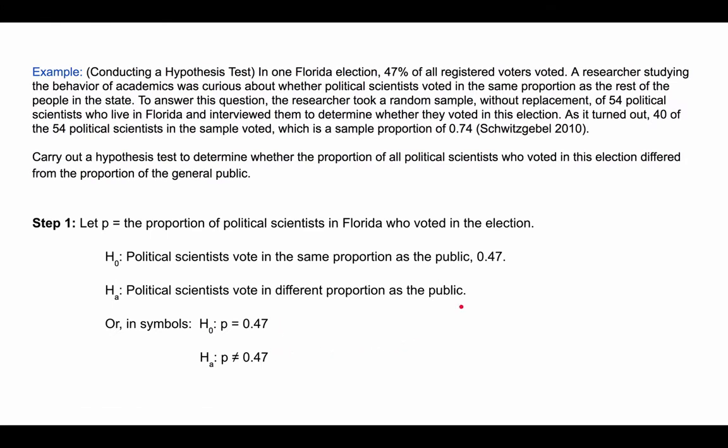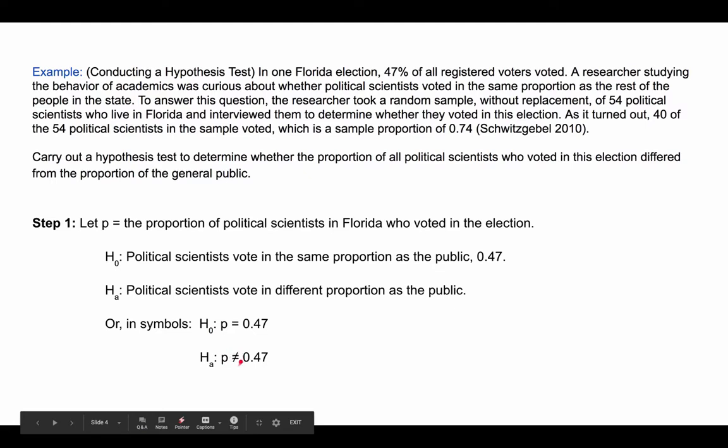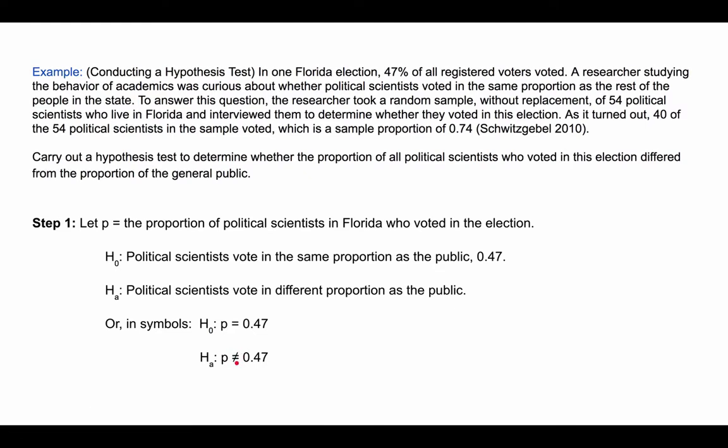Now, just a quick note before we move on. This is a two-sided alternative hypothesis because we're using a not equal to sign right here. So if it was greater than or less than, it would be one-sided.